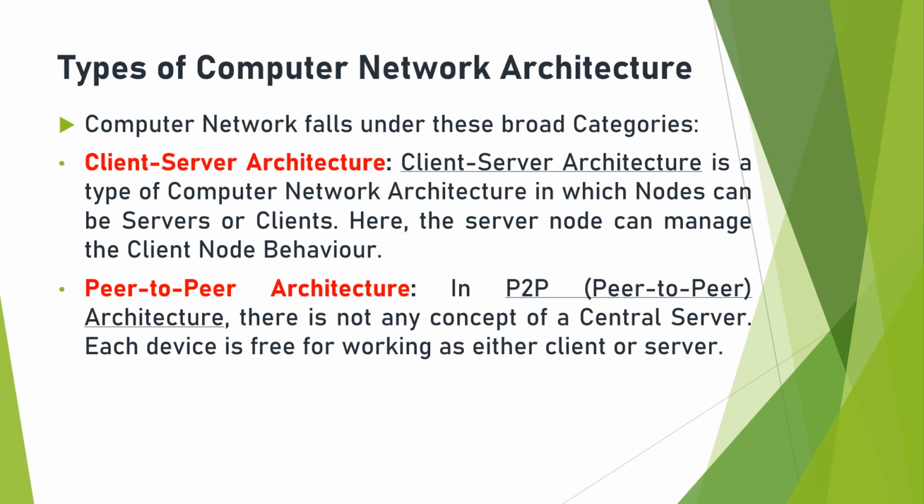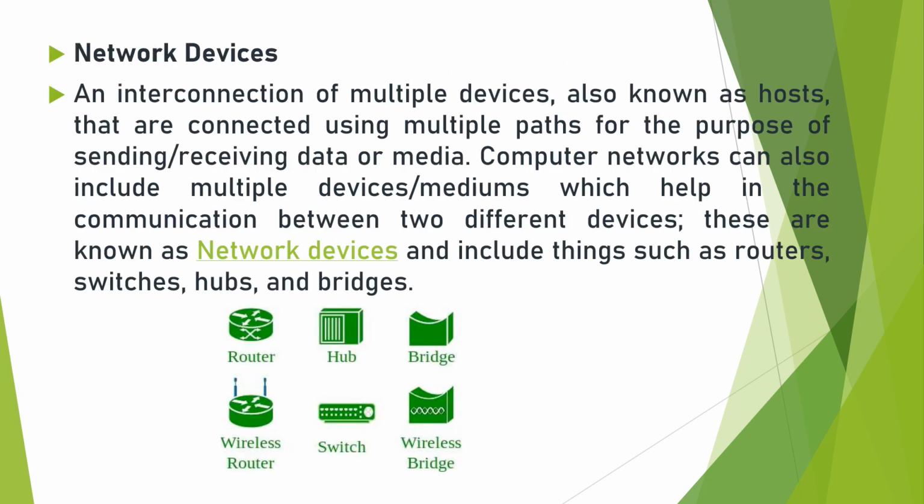Types of computer network architecture. Computer networks fall under these broad categories. Client-server architecture. Client-server architecture is a type of computer network architecture in which nodes can be servers or clients. Here, the server node can manage the client node behavior. Peer-to-peer architecture. In P2P architecture, there is no concept of a central server. Each device is free to work as either client or network device.